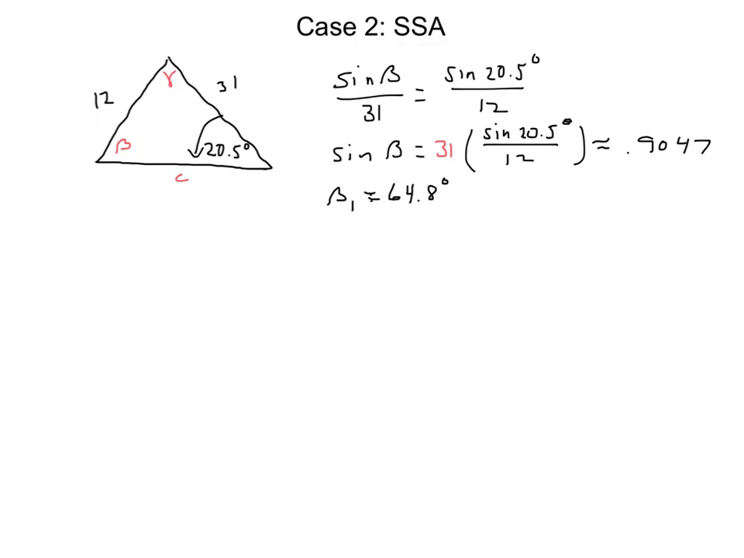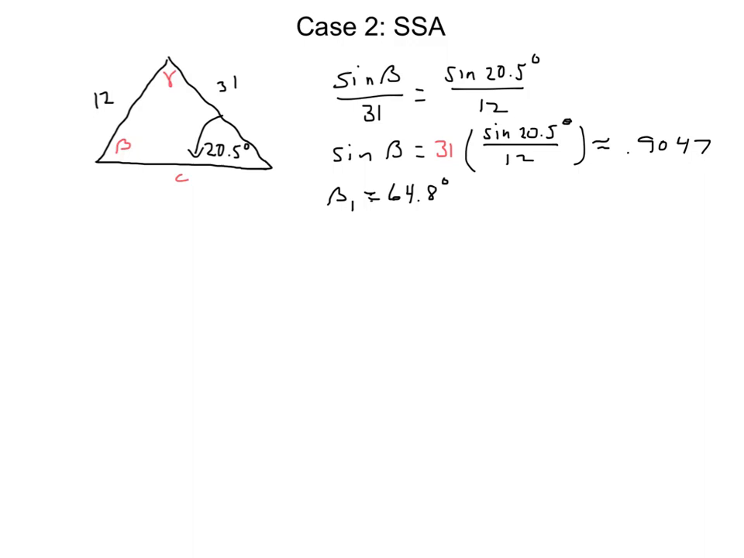So now we know that we have at least one solution. What I need to identify is whether I have a possibility of a second solution. Really what it comes down to is this: if the angle that we found has a measure bigger than the angle we're given, then we do have a possibility of a second solution. If this angle was smaller than the given angle, then we would only have one solution. So in this case, I do have a possibility of a second solution.